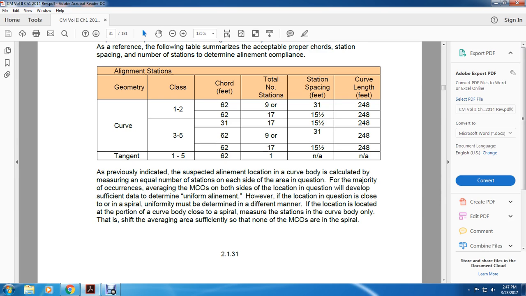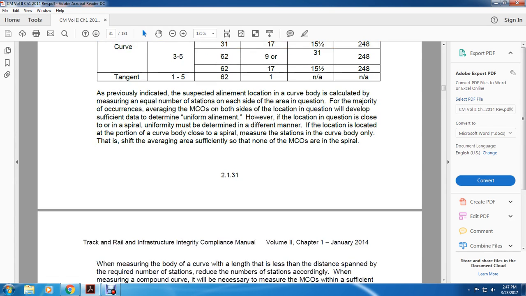However, if the location in question is close to the spiral, uniformity must be determined in a different manner. The location is located with the portion of the curved body close to the spiral, measured for the stations of the curved body only, that is shifted in the area sufficiently so that the mid-chord offsets are not in a spiral.